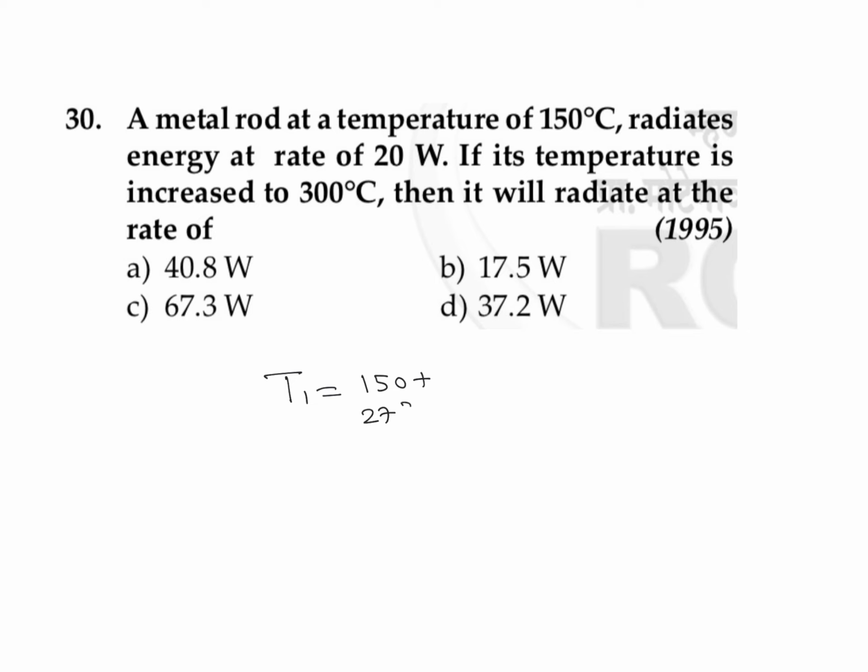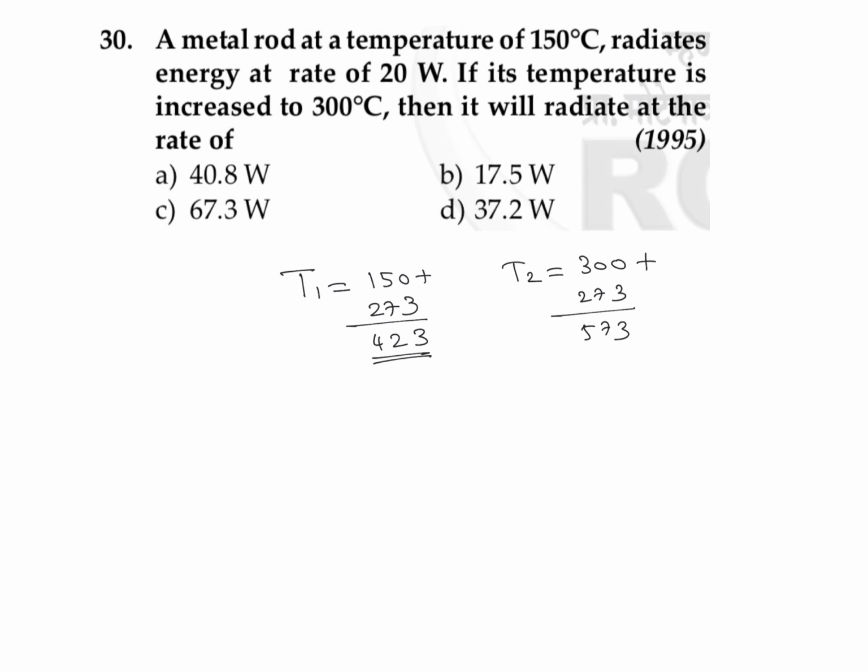So we need to convert it into Kelvin scale. So we can write this will be equal to 423 Kelvin. And in the second situation, the temperature becomes equal to 300 degrees Celsius. So if we convert into Kelvin scale, it will be equal to 573.